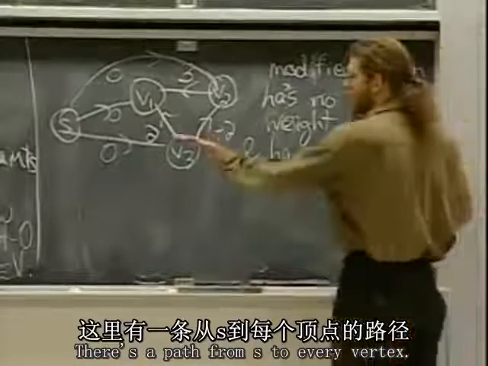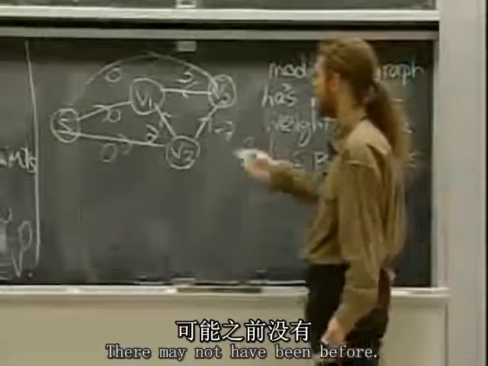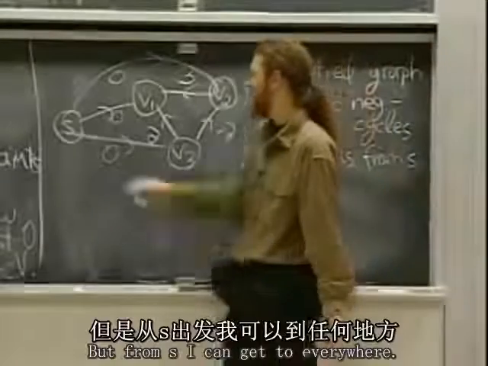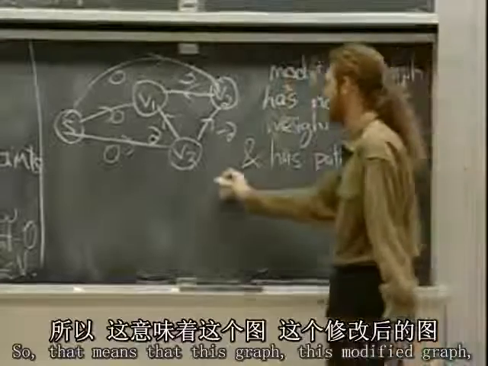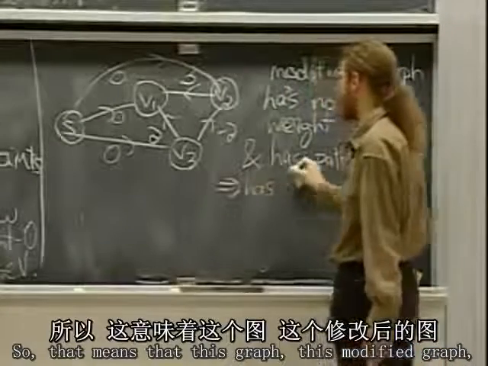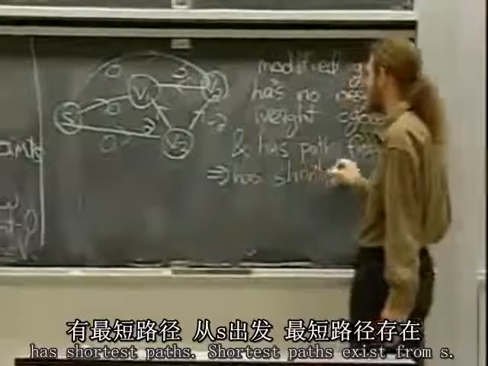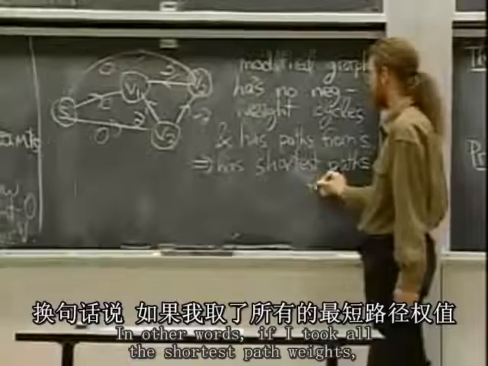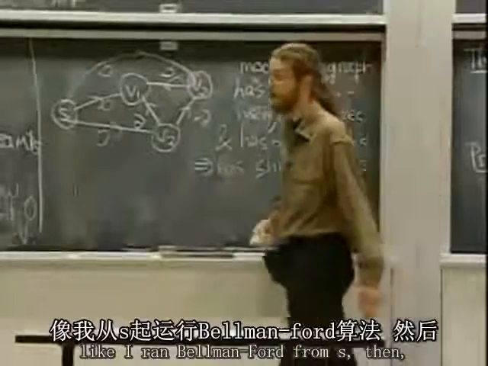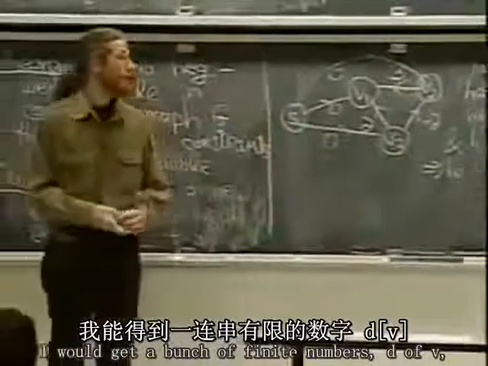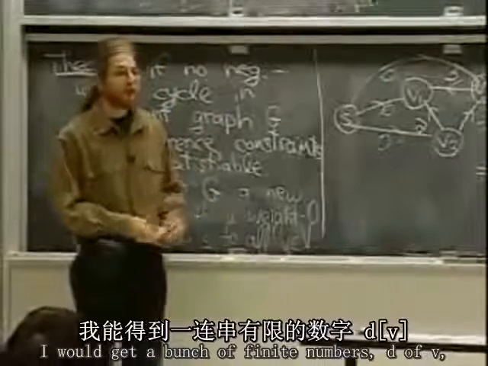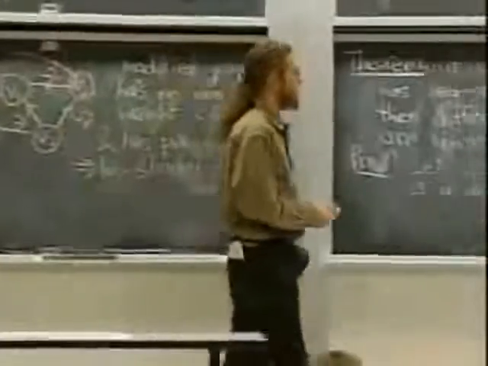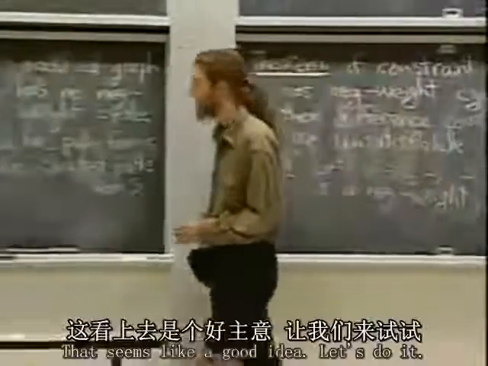And there's a path from S to every vertex. There may not have been before. Before I couldn't get from V2 to V3, for example. That's still true. But from S I can get to everywhere. So that means that this modified graph has shortest paths. Shortest paths exist from S. In other words, if I ran Bellman-Ford from S, then I would get a bunch of finite numbers, d of v, for every vertex. That seems like a good idea. Let's do it.